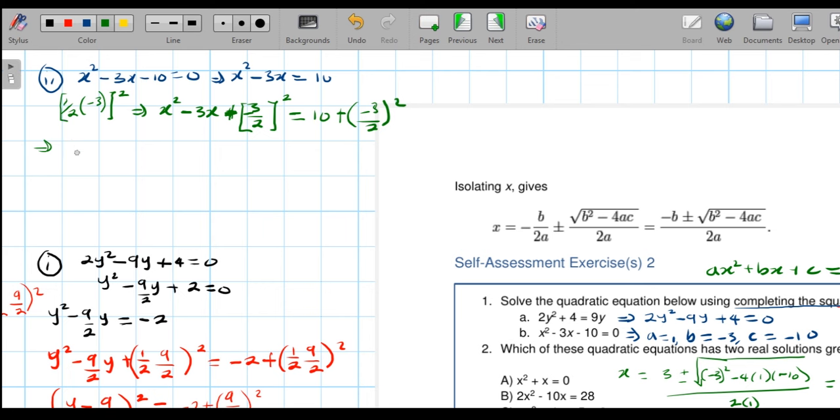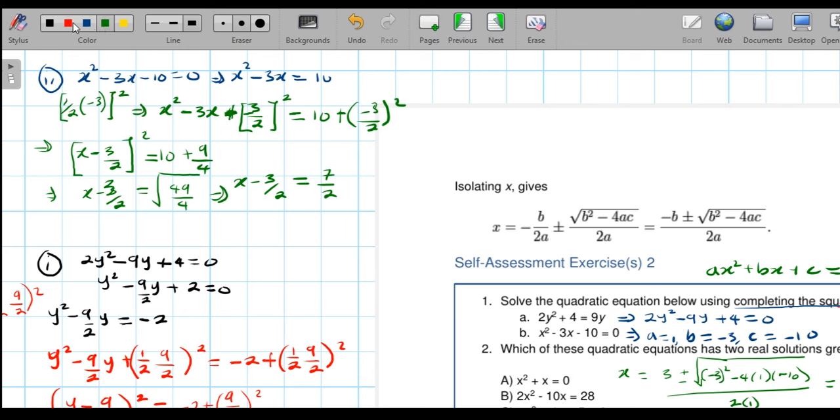So this is the same thing as saying you have x minus 3 over 2 all squared. If you factorize this, this is what you get, which will be equal to 10 plus 9 over 4, right? So let's take the square root on both sides. x minus 3 over 2 is going to be equal to the square root, and then let's take the LCM now. This is going to be 49 over 4, right? We are going a little bit faster now. So x minus 3 over 2 is going to be equal to 7 over 2, right?